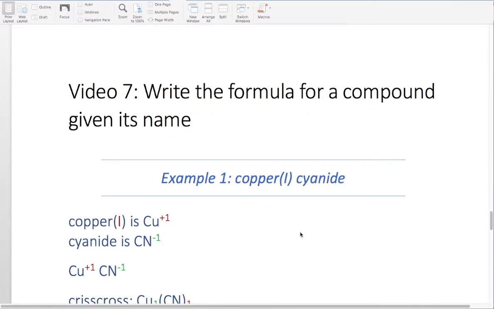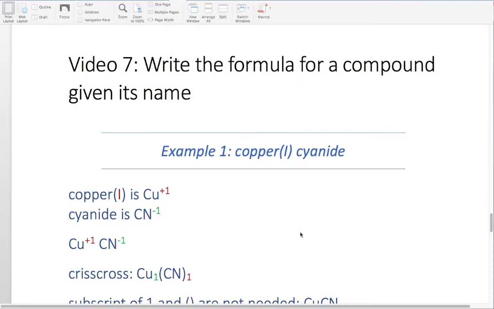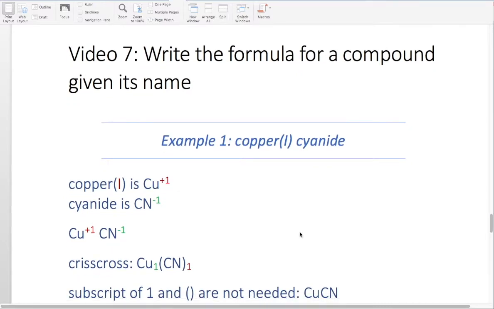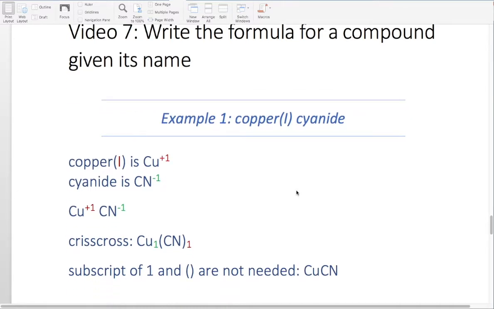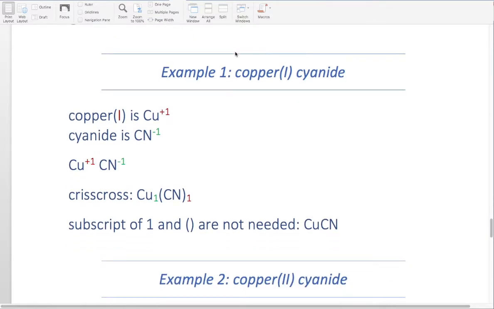The last video, video 7, is showing you how to write the formula for a compound if you're given its name. I've got a couple of examples here, and I picked these because these are ones that people have seen on previous HESI tests. The first example is copper(I) cyanide, and the second example is copper(II) cyanide.